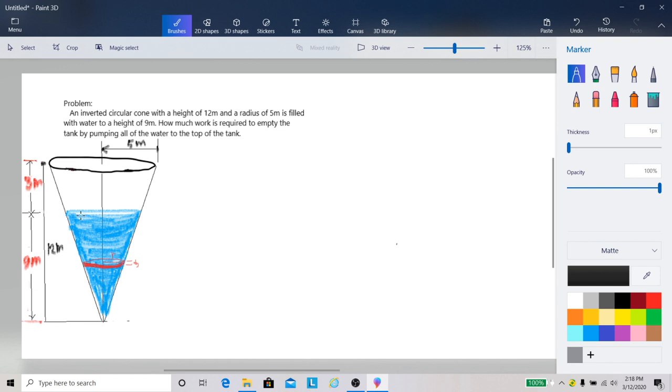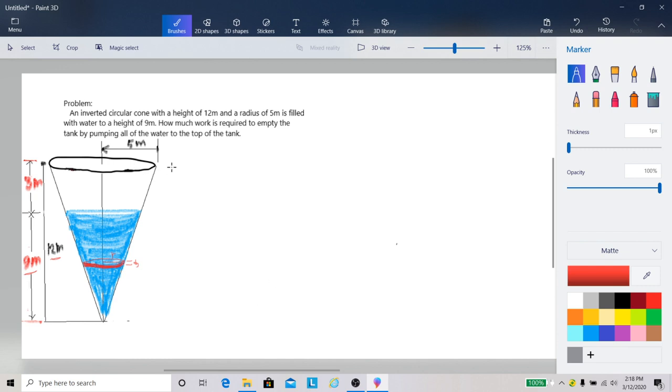So, ipapump daw ito to the top. Dito padadaanin. And meron tayong inverted right circular cone. 12 meters yung ating total height. Tapos may laman siya na hanggang 9 meters, sa height. And then we have a radius of 12 meters. So, kung 9 meters to, 3 meters na lang yung natira.